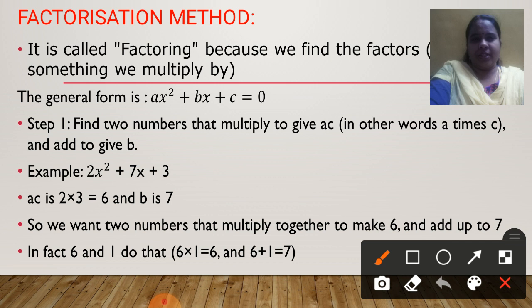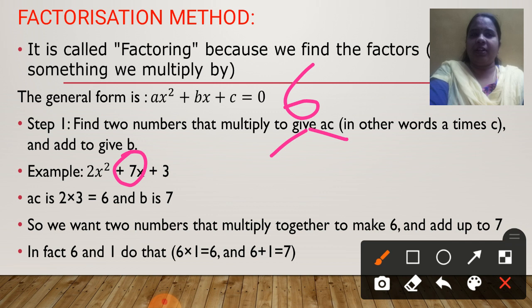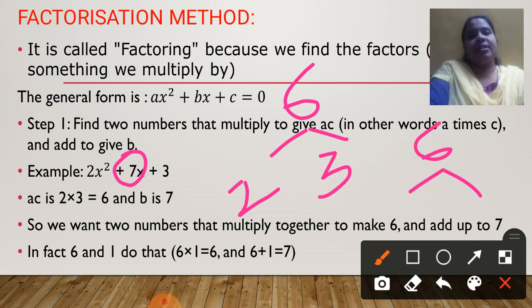3 into 2 is 6. Now I need to find two numbers like that. When I multiply this, I should get 6. And when I add those two numbers, I should get this middle term, that is 7. So possible way of factorizing 6 is what? Either I write it as 2 into 3, yes, or I write 6 as 6 into 1. Correct? Now, which one is correct out of this?